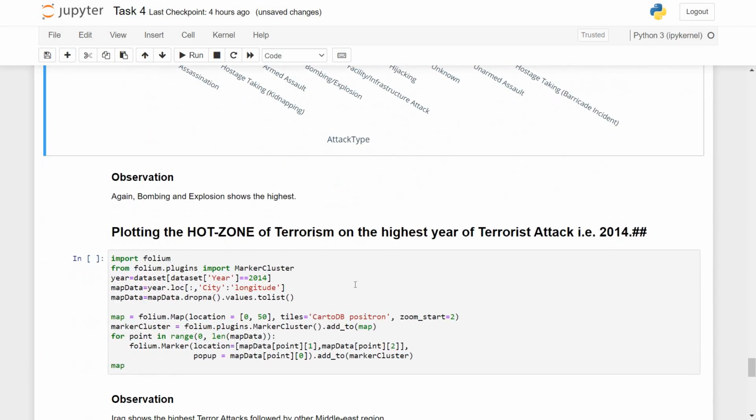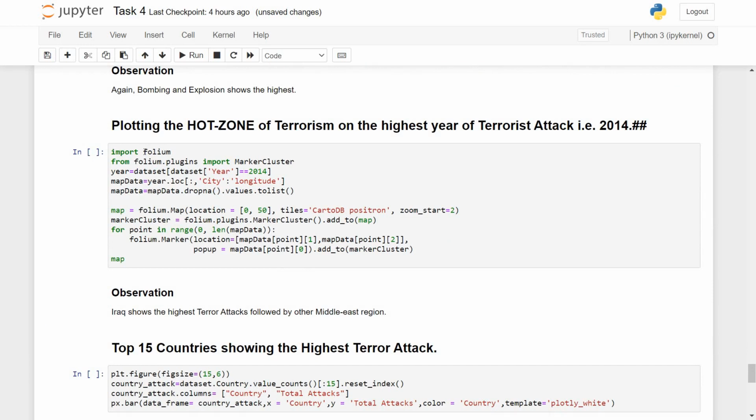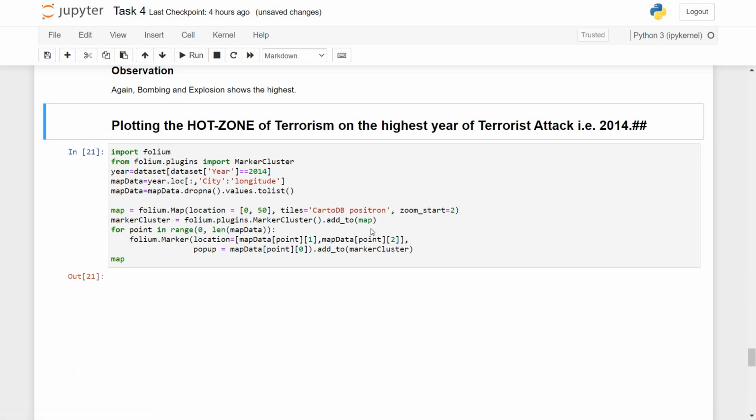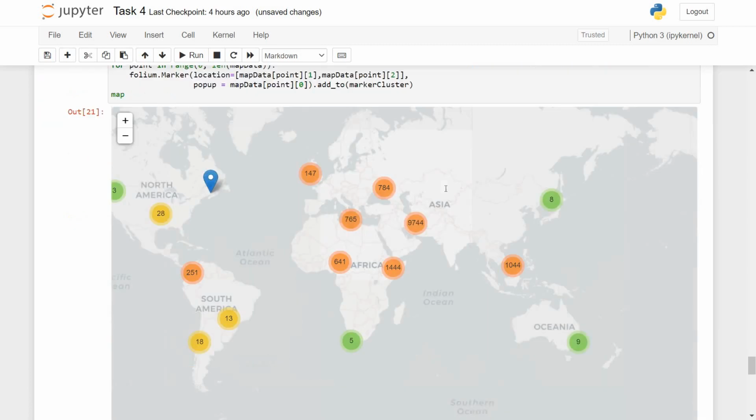After that, I am plotting the hard zones of terrorism in the year. So I am going to use the package called Folium. I am going to run this one. It's loading. Folium can load the map of the packages to find which are the hard zones of terrorism. I make sure that I am plotting for the year 2014 only, because 2014 has the highest terrorism attacks.